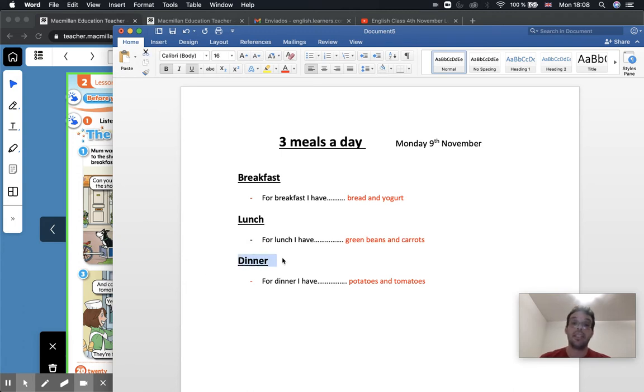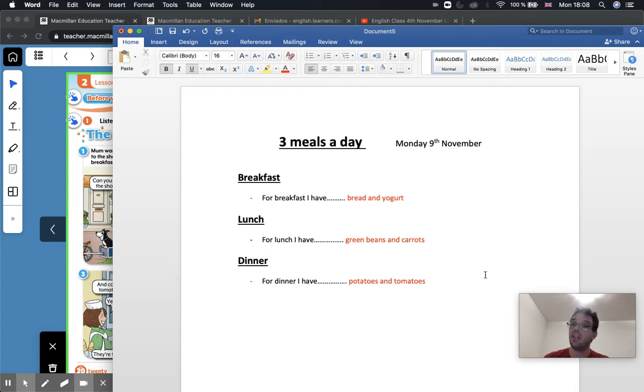The next word is dinner. Dinner. We have dinner at night. In Spanish, you say cenar, dinner. Okay, now let's look at the example. For dinner, I have, for example, I have potatoes and tomatoes. Okay, so let's copy all of this in the notebook. All right, apuntamos todo esto en la libreta. Copy in the notebook, please.